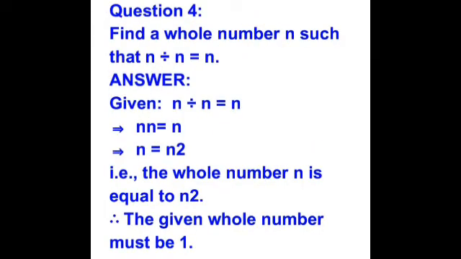Question number 4. Find a whole number n such that n divided by n equals n. Here you have to find, if any number is divided by the same number, our answer will be the same. Then what is the number? In the given, n divided by n equals n. So n into n is equal to n. That means n equals n square. So only one number is there. When we multiply the same number, the answer will be that same number, that is 1. So the given whole number must be 1.